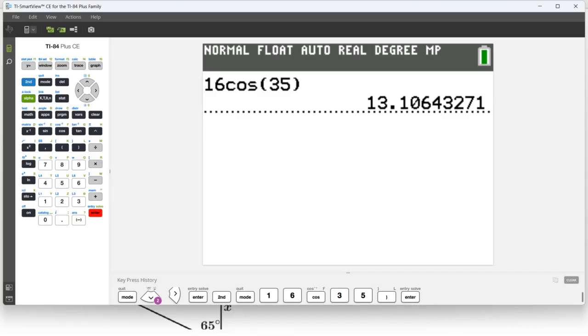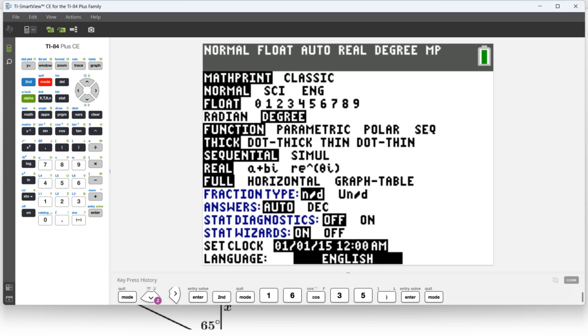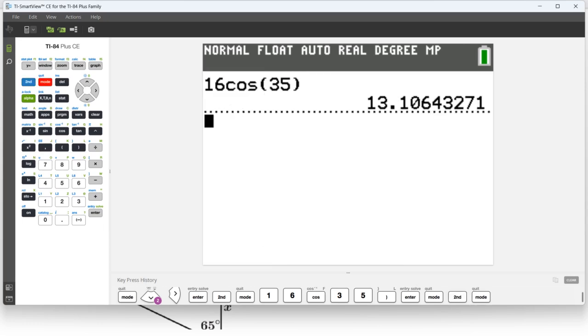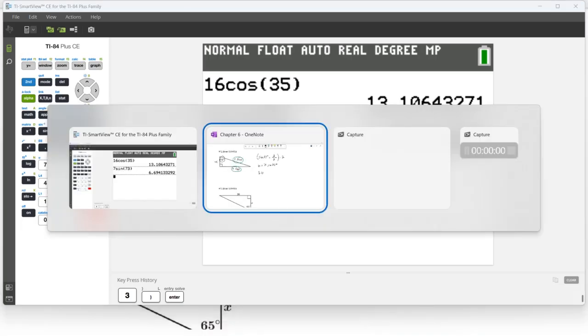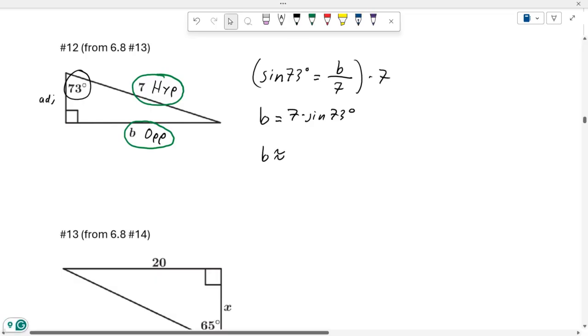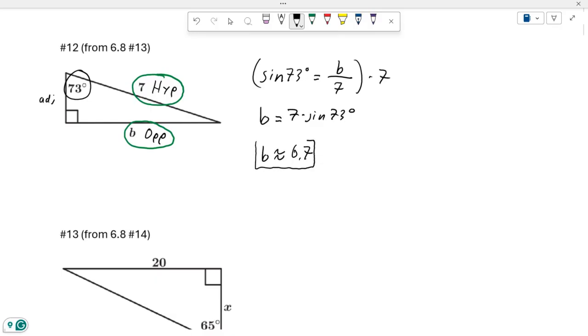So we're going to go ahead and type it in. Notice our calculator is in degree mode, and we're going to go to mode to just double check. Yep, still in degree. Great. Second mode to quit. 7 sine of 73 degrees, close parentheses, and we end up getting 6.7 when we round to the nearest tenth. So our answer here is 6.7. And again, there's no units, so we're just going to leave it as 6.7.